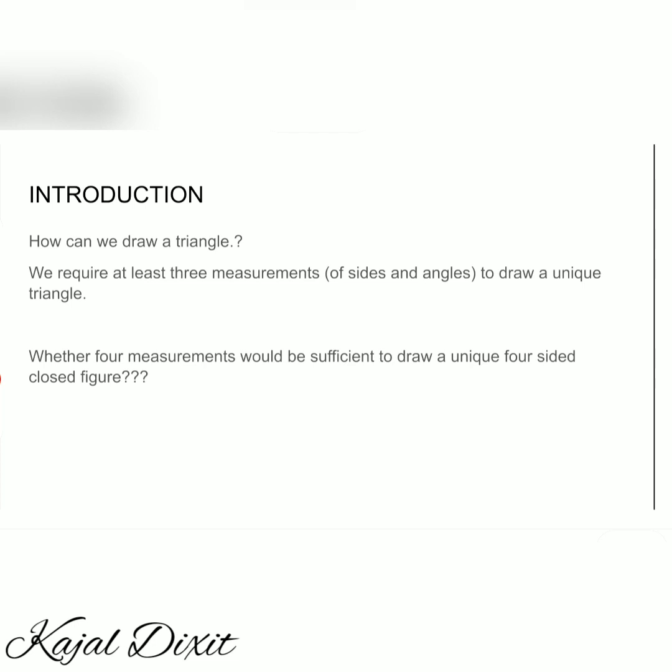When we used to draw triangles in class 7th, we learned that at least three measurements should be there with us, any three out of the three sides or the three angles, so that we can draw a unique triangle. Means what? If we wish to draw a triangle, then minimum three measurements are enough to draw it uniquely.